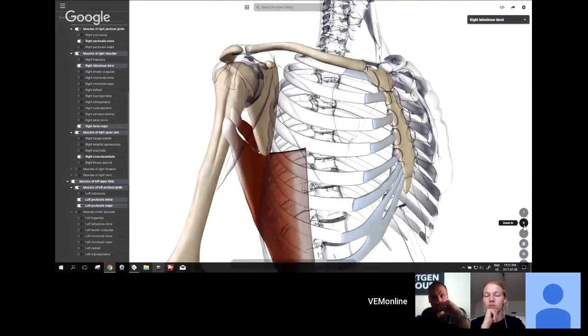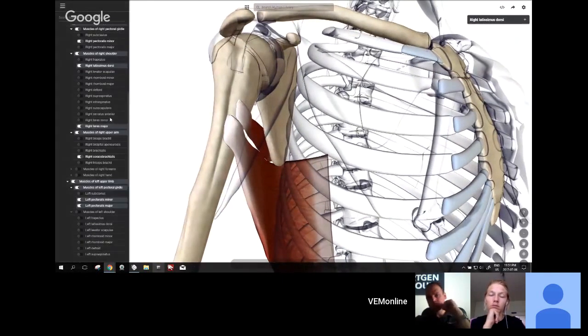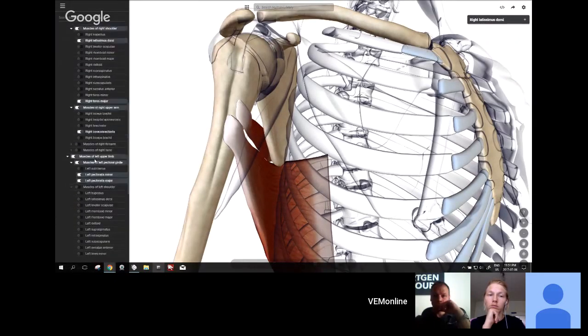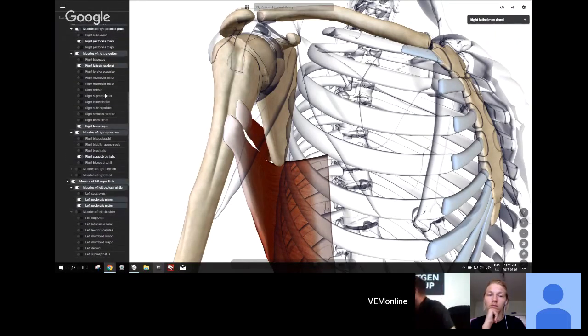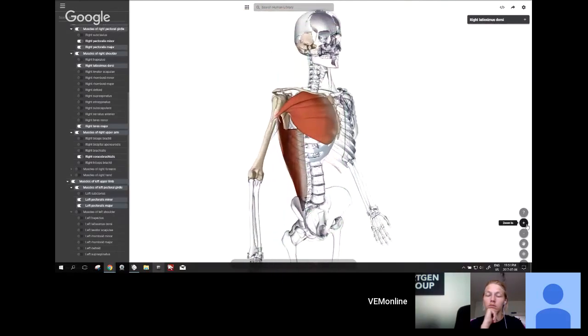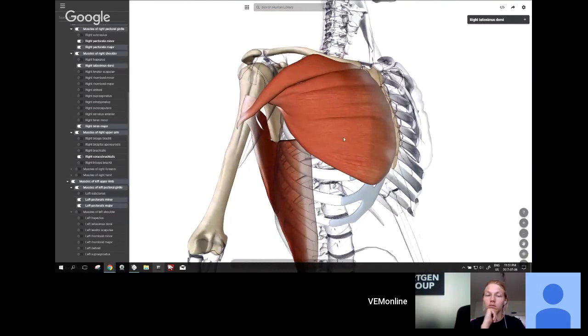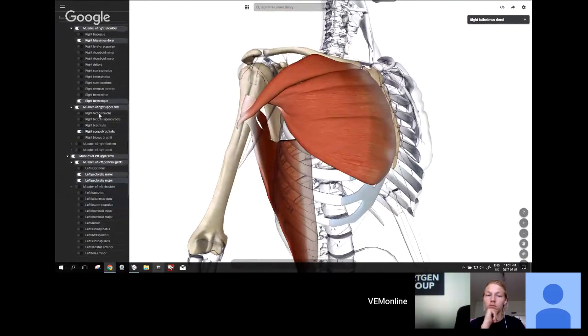So that's the medial lip of the bicipital groove. And right on top, we have pectoralis major. Let's see, where do we have that? Right side, right there. Right side pectoralis major. And here you can see that. Oh, and actually, let's add biceps as well. Biceps brachii.